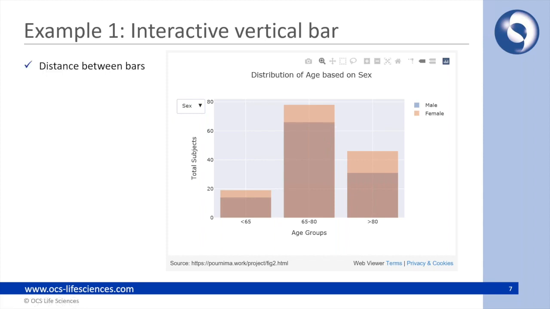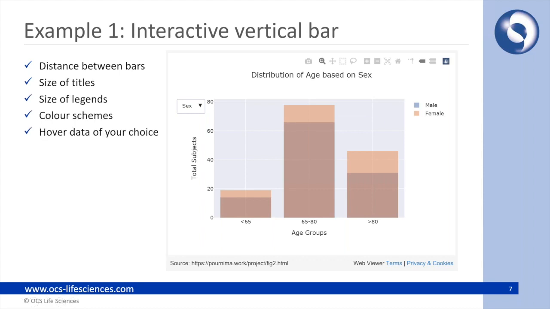Some features of this graph. It's based on a code, and the code is very flexible. You can add different kinds of features. For example, if you want to change the distance between the two bars here, you just need to change a simple code and you can get the desired distance. Size of the titles, size of the legends, color schemes, and also hover data of your choice. For example, here, if you want to see, say, the mean value of the weight of all the women, you can add that variable, add that column to the hover data feature, and you can see that.